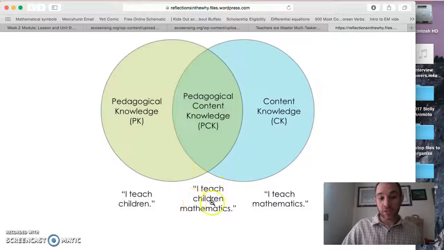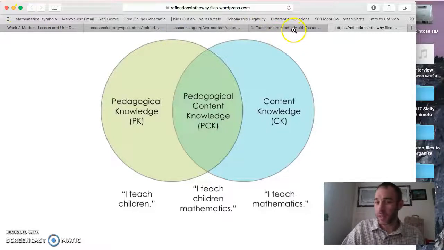I teach children mathematics. Not I teach mathematics and not I teach children, but I teach this group of students mathematics or physics or whatever your content might be. So that is pedagogical content knowledge, and actually that's a framework that I used for designing and developing this course. So you'll notice some of the upcoming modules are pedagogical knowledge and content knowledge and contextual knowledge, right? Those are all aspects of PCK.